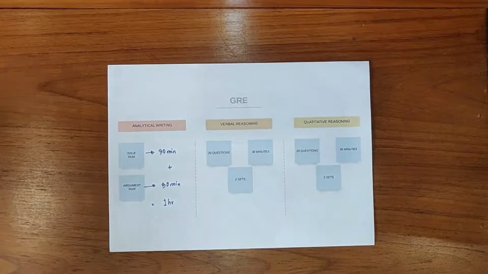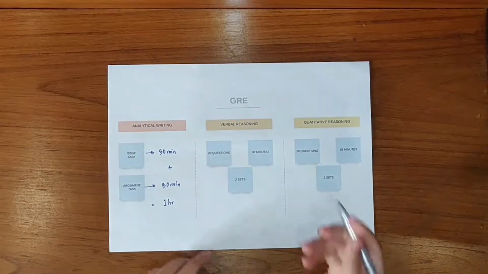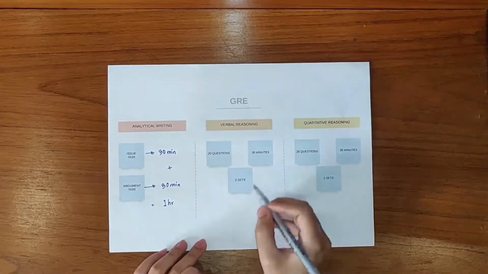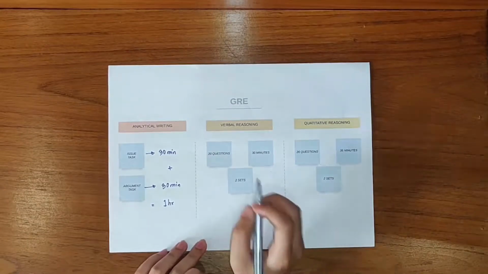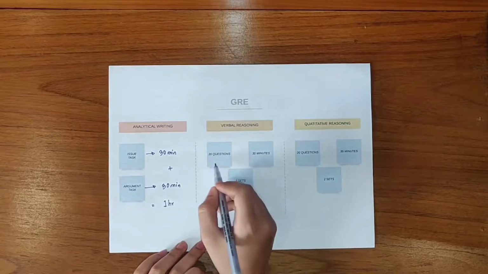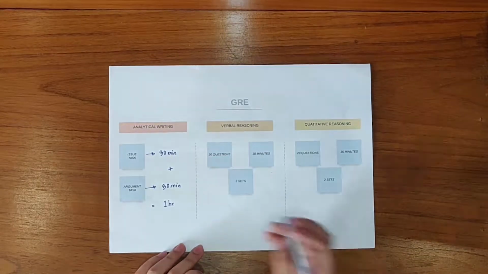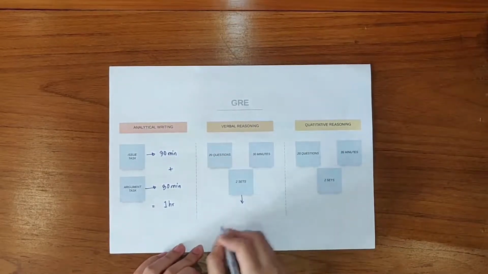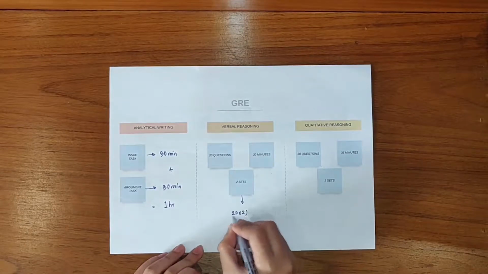Now let's move on to the next section. The verbal reasoning has 2 sets, and in each set you'll have 20 questions and 30 minutes to solve them. So in total we have 40 questions from the verbal reasoning.